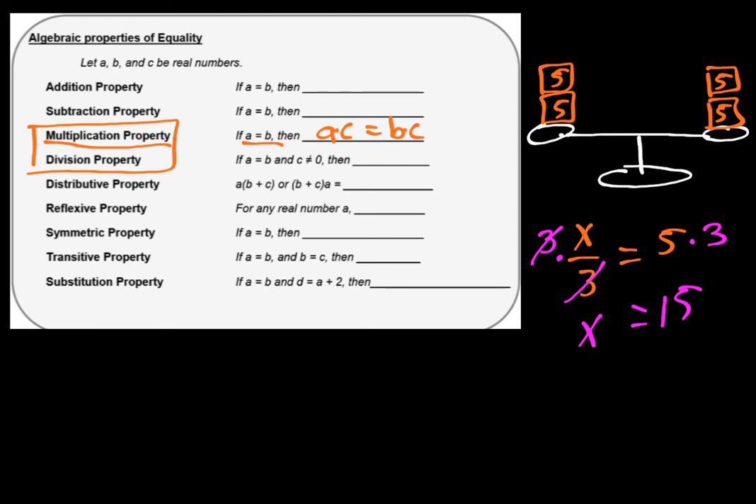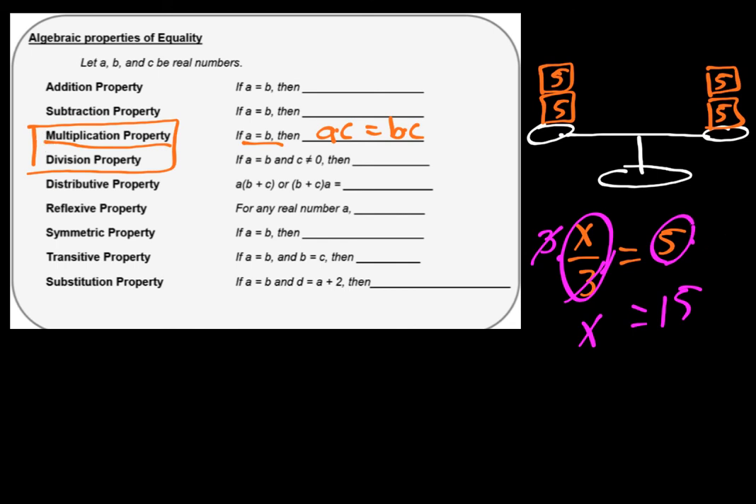I took two things that were equal. The two things that were equal were x over 3 and 5. And again, they were equal because I told you they were equal. And then I multiplied them both by the same value. So you could say I tripled both sides. And because I did the multiply by the same thing on both sides, then they are still equal or still balanced. And so that's the multiplication property of equality. And that would be an example of using it in an equation.